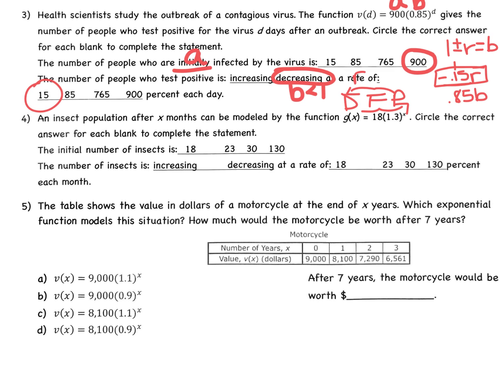So you have another one like that here. So remember A and B. This is talking about insect population after X months. The initial number of insects, that's going to be your A. Now, your B on this one is bigger than 1, so this is increasing. And again, the rate, so we're going to say it's increasing, so 1 plus the rate gives us that B of 1.3. So my rate is 0.3, and I'm going to move it over twice for 30%. Remember, rate and B are two different things.